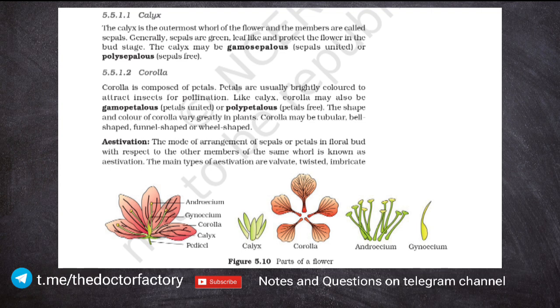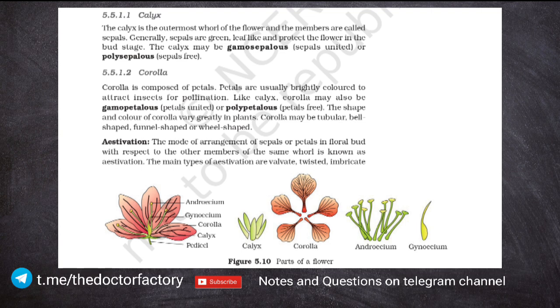5.5.1.2 Corolla. Corolla is composed of petals. Petals are usually brightly colored to attract insects for pollination. Like calyx, corolla may be also united, gamopetalous, or free, polypetalous. The shape and color of corolla vary greatly in plants. Corolla may be tubular, bell-shaped, funnel-shaped or wheel-shaped.